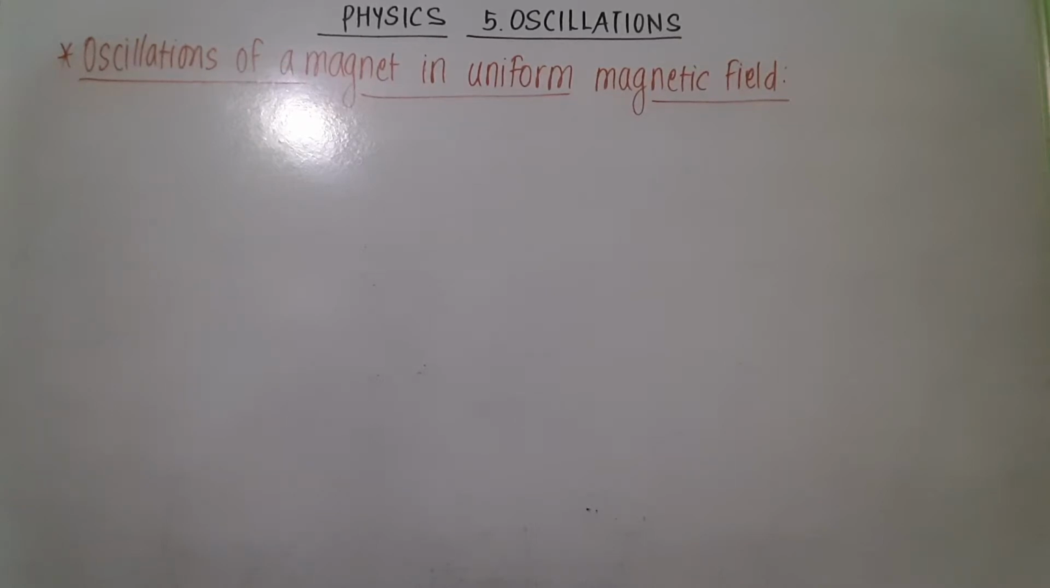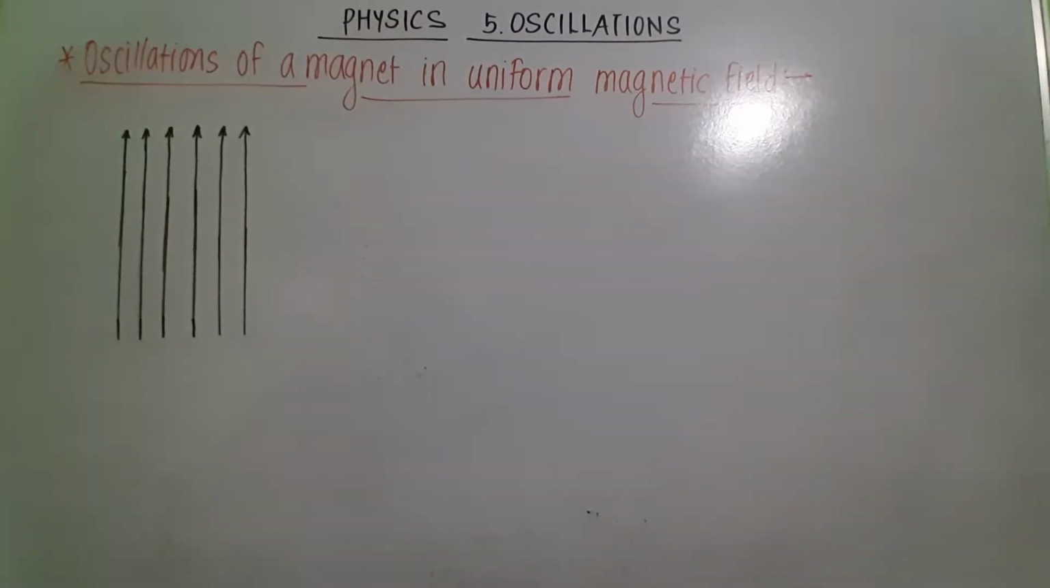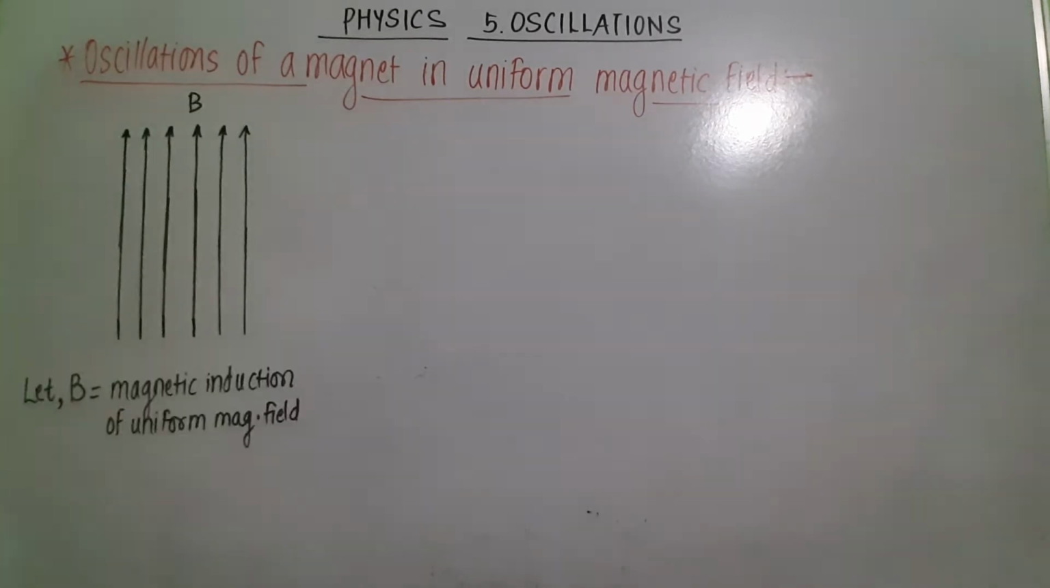Now, in this lecture, we are going to prove that a magnet performs angular S.H.M in a uniform magnetic field. I am going to obtain the expression for the time period of the magnet. Consider a uniform magnetic field of magnetic induction B.